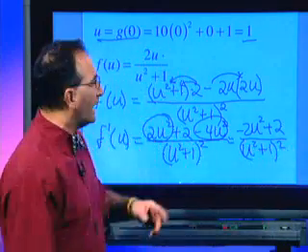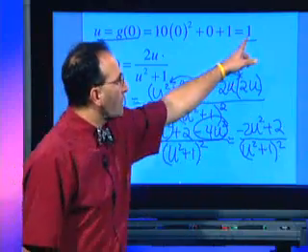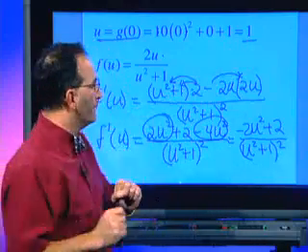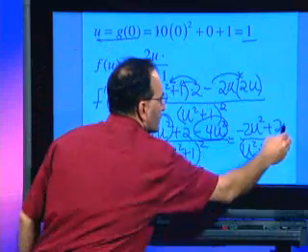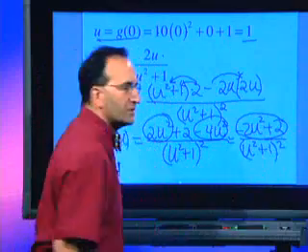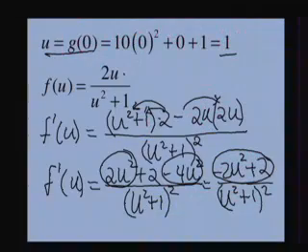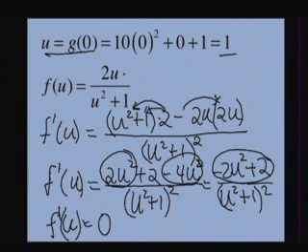Now we need to evaluate this, remember, when the value of u is 1. So when we do that, notice what's going to happen. This is going to turn out to equal 0 because we're going to have negative 2 plus 2. So therefore, f prime of u is equal to 0.